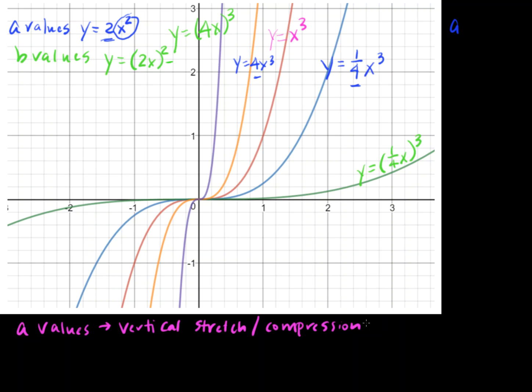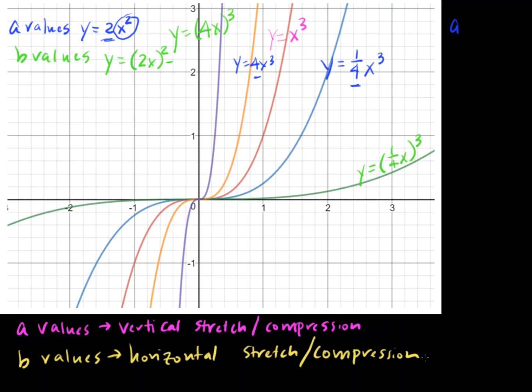Okay, and then the b value is a horizontal stretch or compression. So let's take a look first at the a values. Once again, the numbers in blue are a values. So we have a 1/4 and a 4.